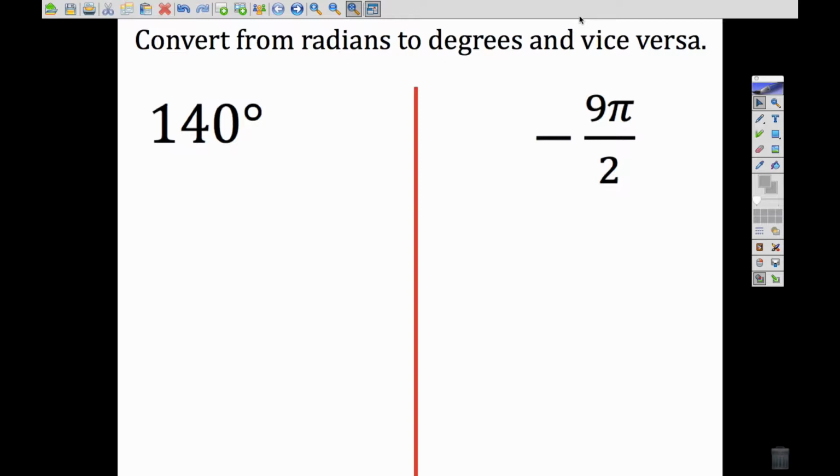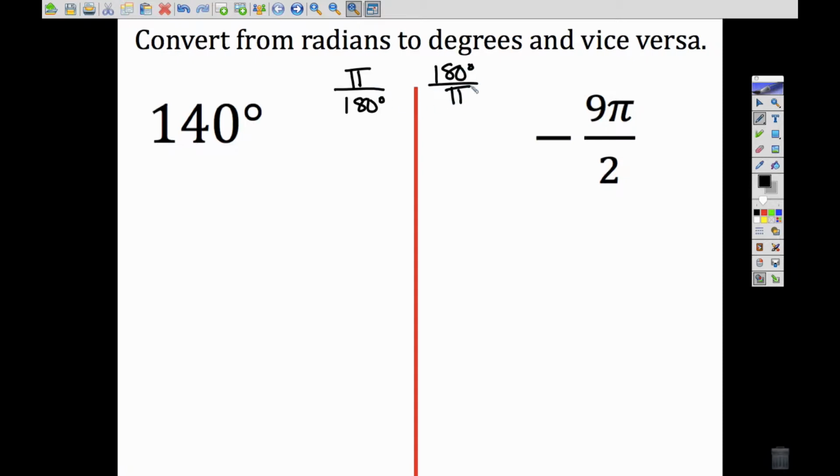A couple of problem types would be converting from degrees to radians and radians to degrees. What we need to remember for this is that in the unit circle, 2 pi radians is 360 degrees. So that means that we have pi radians for every 180 degrees. We're going to use that ratio just because it's smaller numbers than the other ratio. So we're either going to use pi over 180 degrees, or we're going to use 180 degrees over pi. It just depends on which way we're converting.